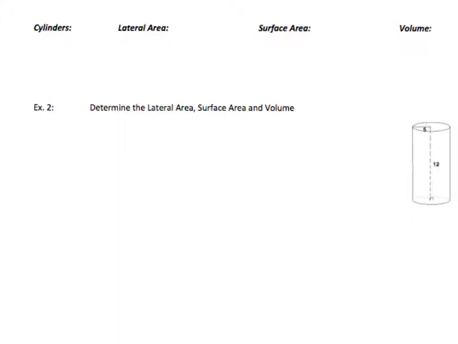Now, cylinders are the same type of thing. So cylinders in real life, you'll see those as soup cans, as water bottles, sometimes candles are in the shape of a cylinder. So there's a lot of cylinders going on. So if we're finding the lateral area, I'm going to reference a soup can a little bit. The lateral area is going to be the label. So if I take off the label, that's going to be the lateral area.